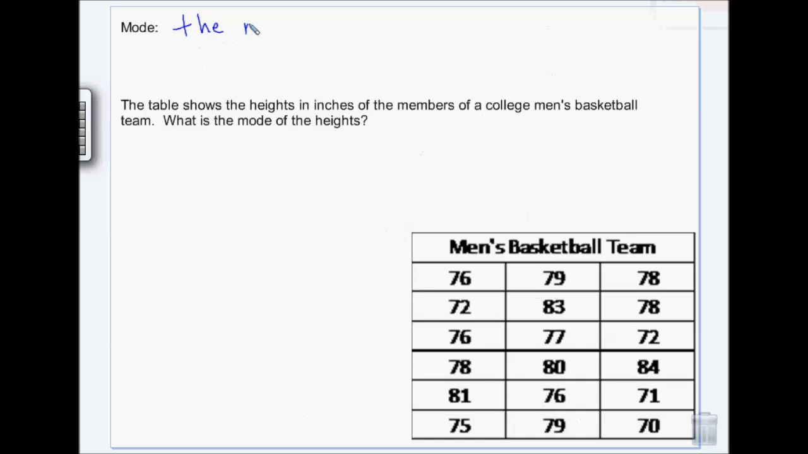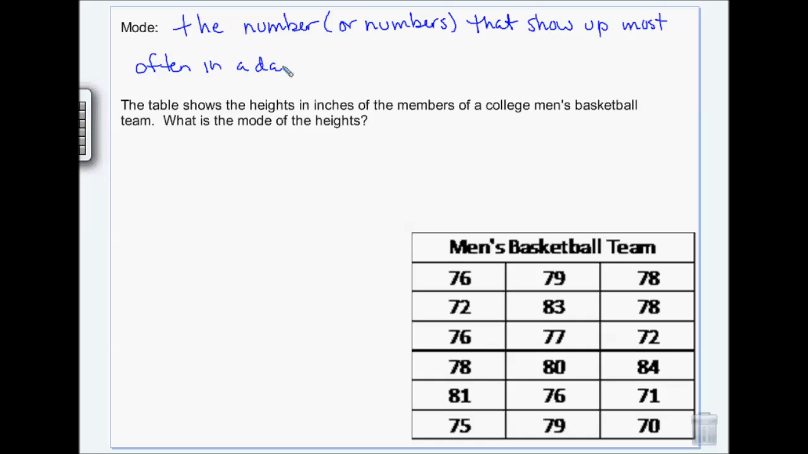Okay, the mode is the number or numbers. You can have more than one mode. So it's the number or numbers that show up most often in a data set. If you have more than one, they all have to be showing up the same amount of time. So here we have basketball heights, and I'm just going to go through, starting with the lowest number, which is 70.